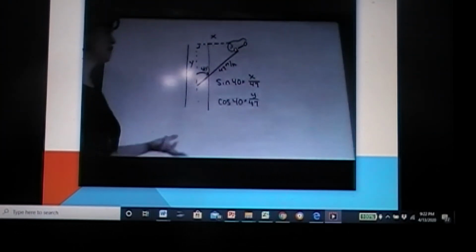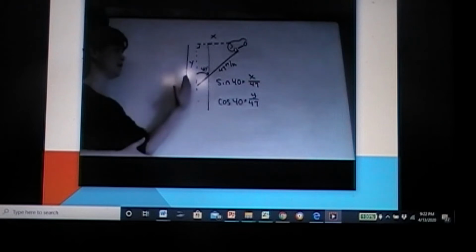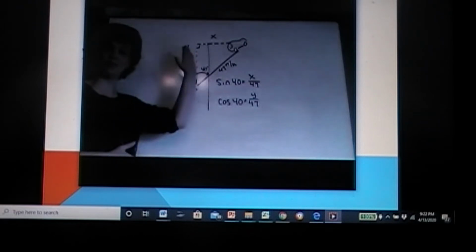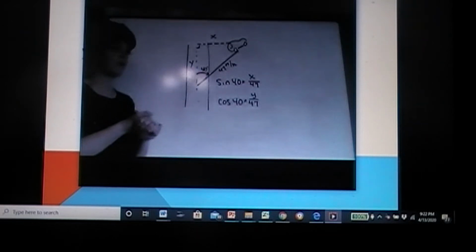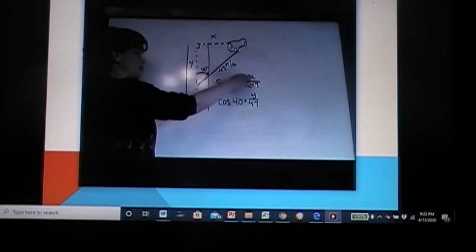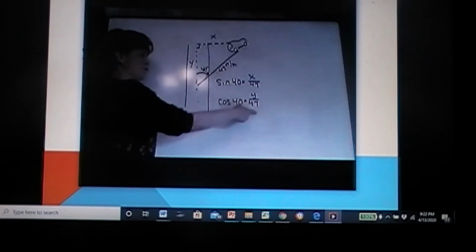All right, here's the situation. We have this car skidding off the road at 47 miles per hour and at an angle of 40 degrees from the horizontal or the vertical in this situation. And if we draw the triangle, we can still use sine and cosine. So sine of 40 degrees is opposite over hypotenuse, so x over 47. Cosine of 40 degrees is adjacent over hypotenuse, y over 47.